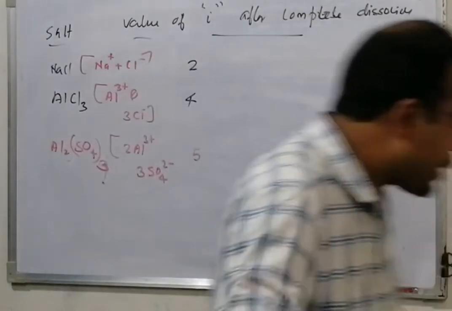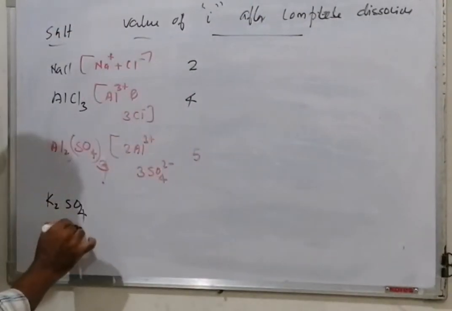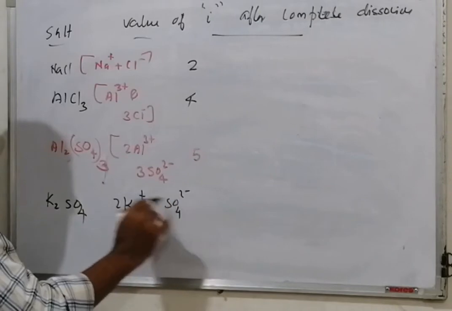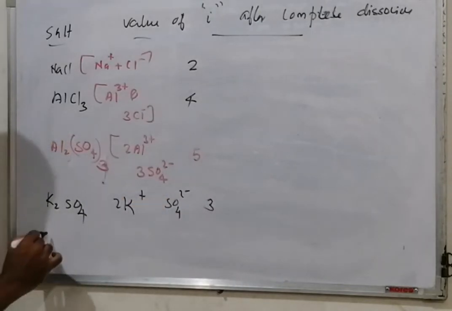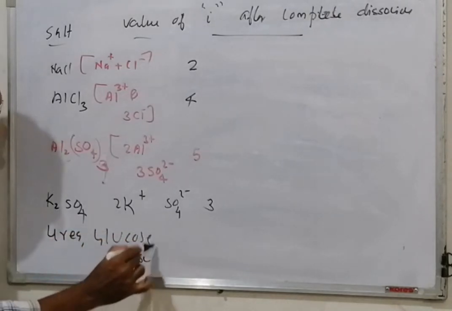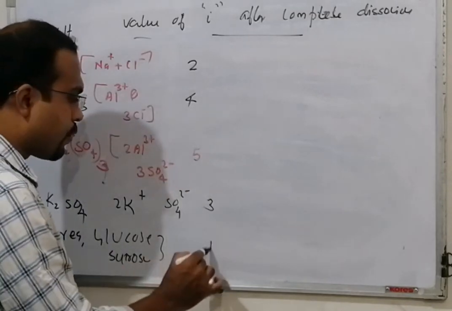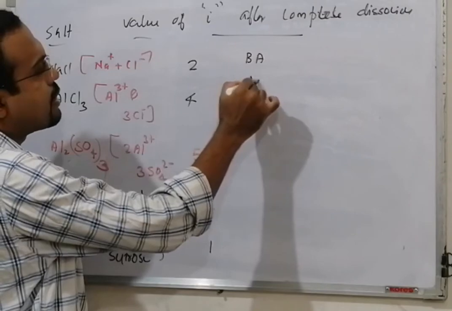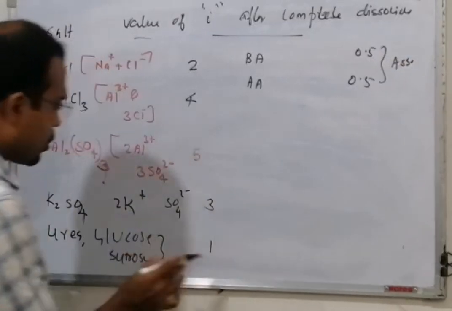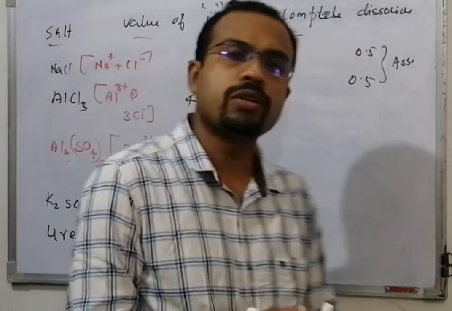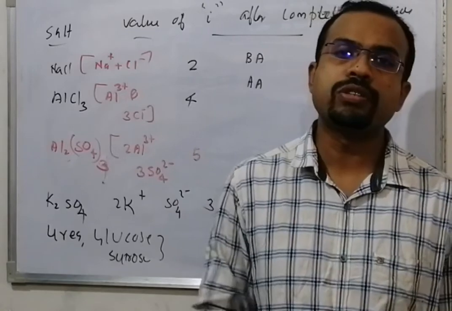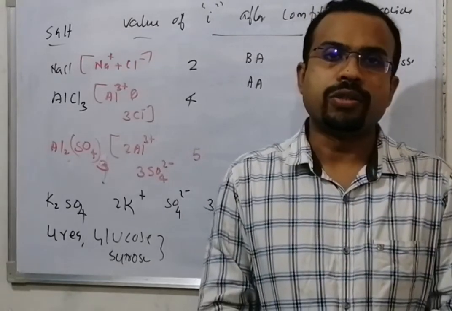Okay? K2SO4: 2K+ and SO4 2-. That is 3. Now, my dear students, in the case of urea, glucose, sucrose, there is no association or dissociation, therefore it is 1. Benzoic acid and acetic acid, association, therefore 0.5. That is actually calculated or seen. The number of molecules after or before dissociation are seen, because there is no association or dissociation.